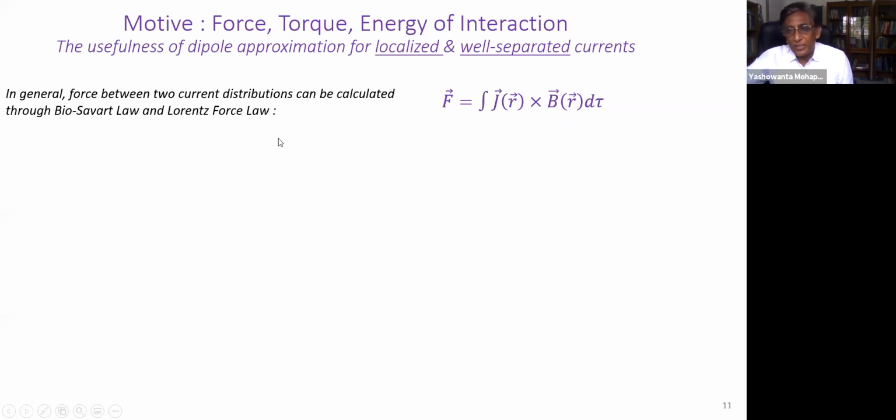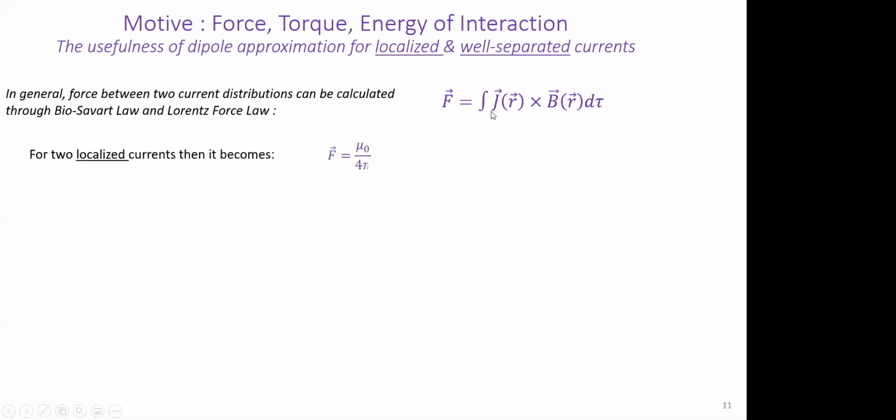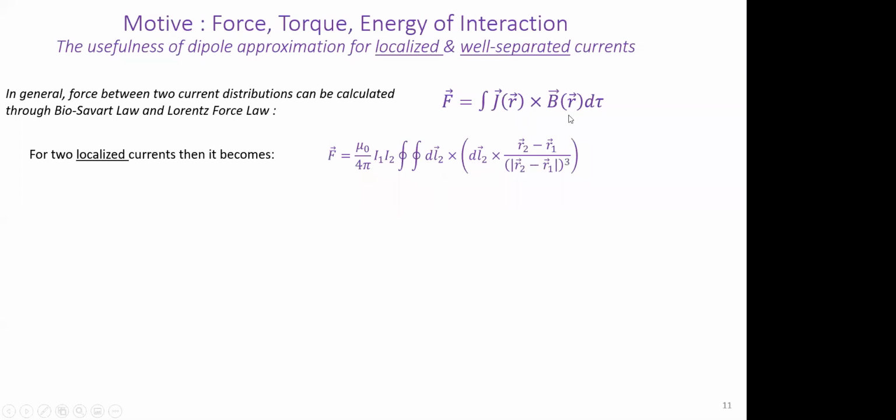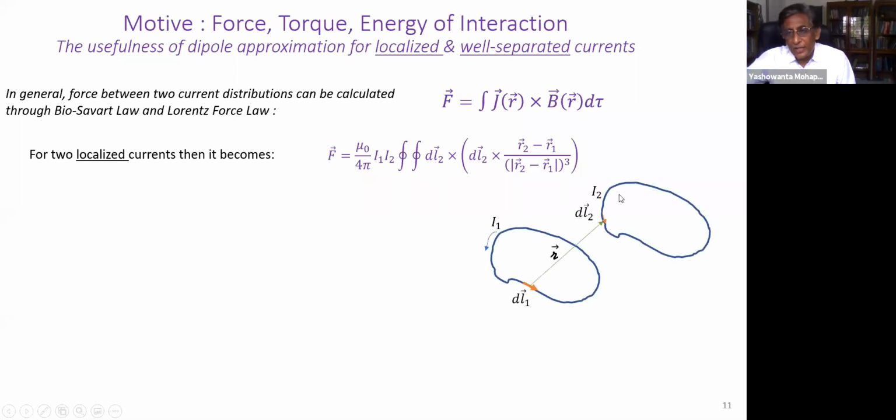B from the Biot-Savart law. So for two localized currents, I1, I2, dL2. I've just applied this to linear current. And you can show that if the currents are localized and well separated, there are two conditions that I put, localized and well separated, then the force is, let's say, F2. Of course, F1 would follow from Newton's third law. It will be exactly similar.